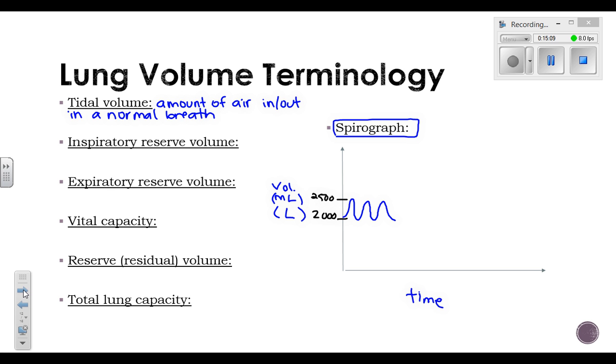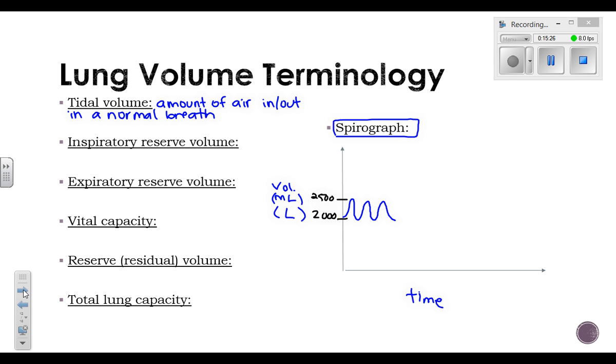And these normal breaths would show up in the middle of the spirograph. Now the reason they would show up in the middle is because there's still more air that you could breathe out, and there's still more air that you could breathe in. Your normal breath is just your average amount.